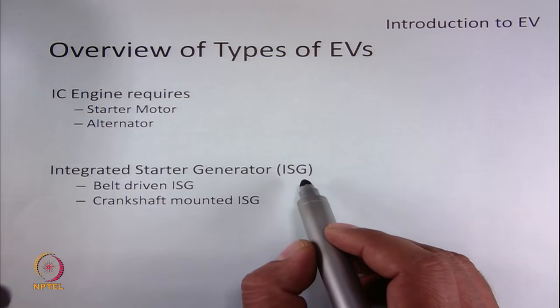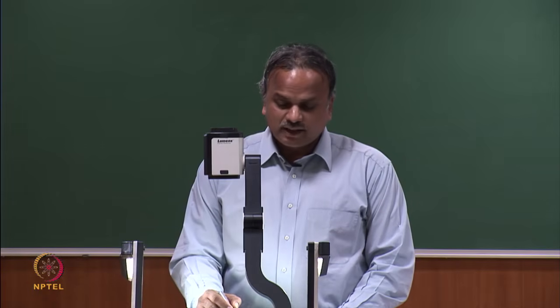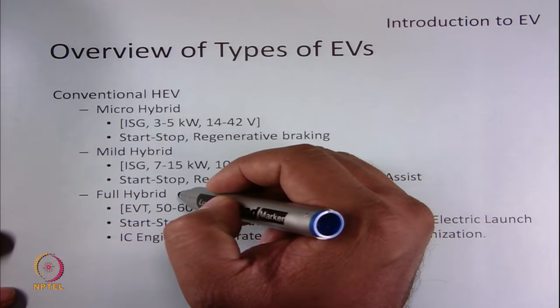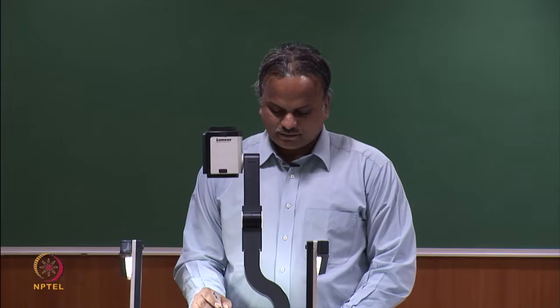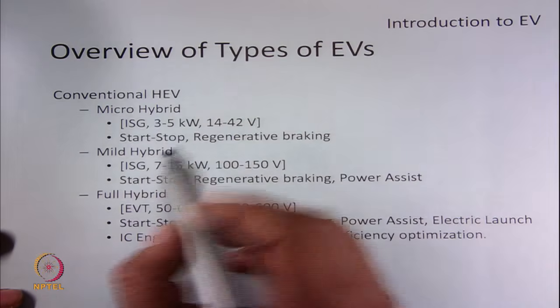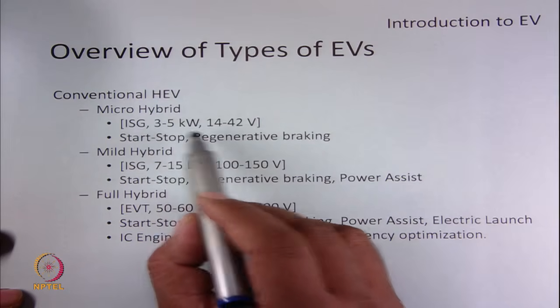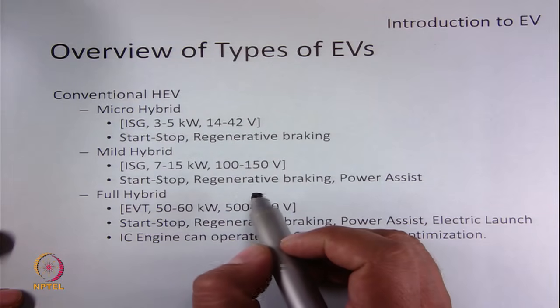So, what is the role of an ISG? It can assist the IC engine in various ways. Among the different types of conventional HEVs, the micro hybrid, mild hybrid and full hybrid offer different types of capabilities to the system. In a micro hybrid, an ISG of around 3 to 5 kilowatt with a system voltage of 14 to 42 volts is used.